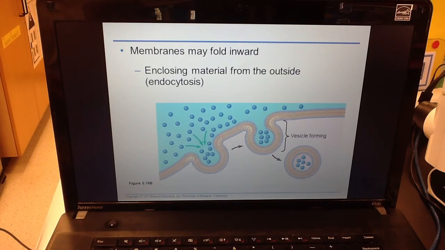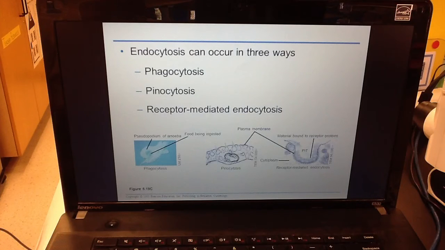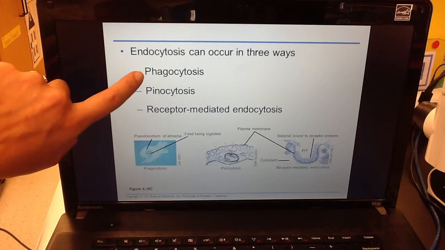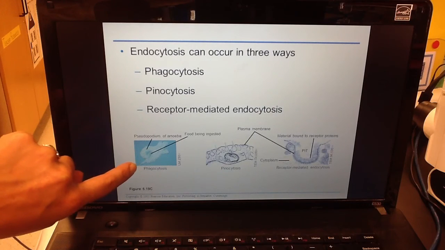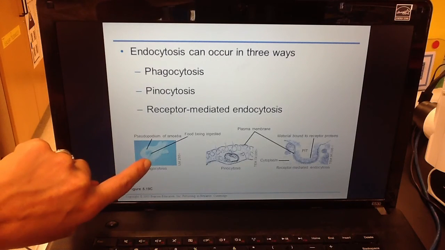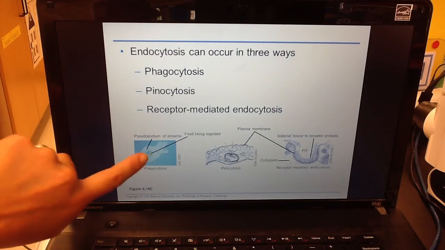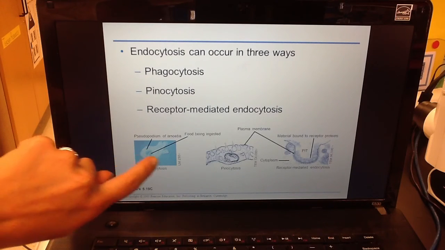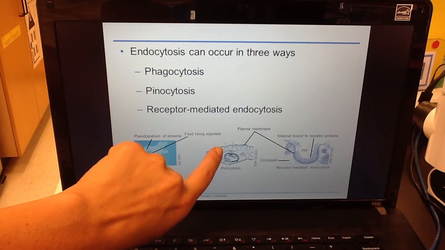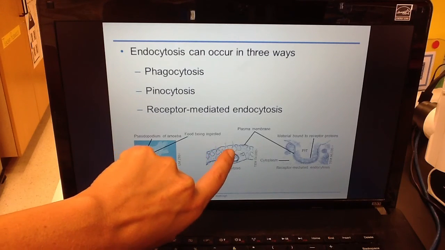Now, one thing about the infolding, or endocytosis, is that there are specific types of endocytosis. There's phagocytosis, which is what we typically associate with amoebas. They have these cell membranes that look kind of like arms. They're not really, but they look like arms. They reach out and they grab and they engulf large quantities of food. That's phagocytosis.